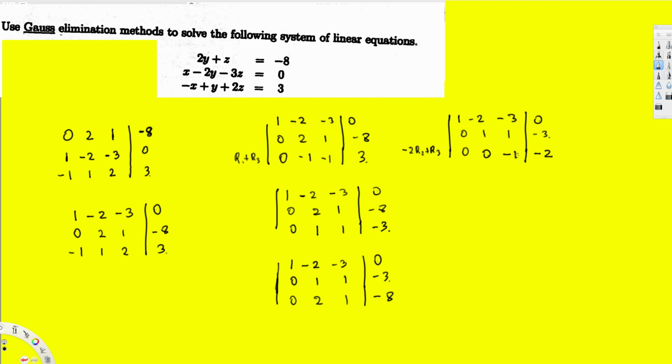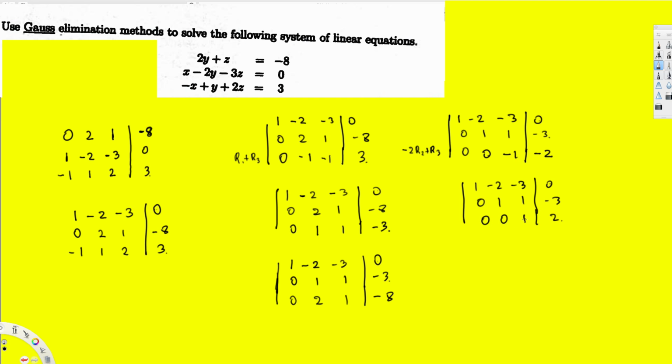So now I can make the third row positive by simply multiplying by negative 1. So 1, minus 2, minus 3, 0, 0, 1, 1, minus 3, 0, 0, 1, 2. Now we have brought it to the pattern that the Gauss elimination method requires, that upper triangular pattern. So in this case this is upper triangular, right? So values below the diagonal are 0. So now we are ready to go.